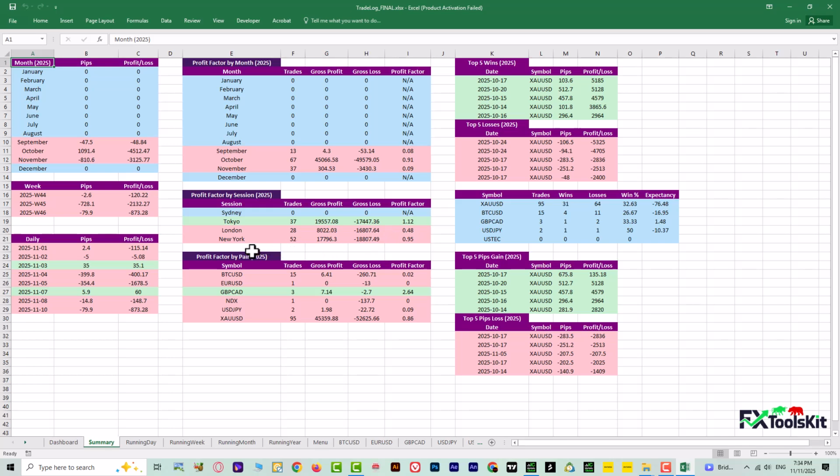In profit factor by session, you can see each session's gross profit, gross loss, and profit factor. Profit factor by pair. Here you can see each symbol's gross profit, gross loss, and profit factor based on total trades.